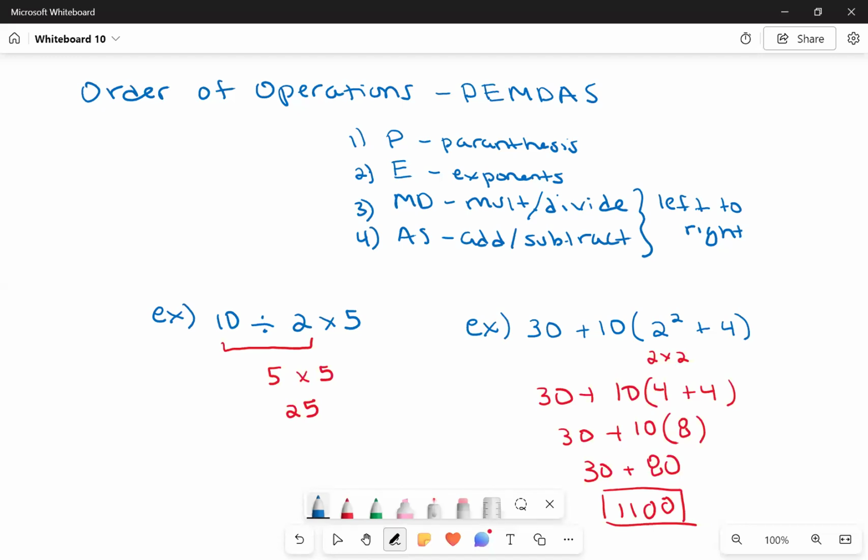Order of operations. Make sure you understand that the actual multiplying and dividing and the adding and subtracting, their order is whichever one comes first, left to right.